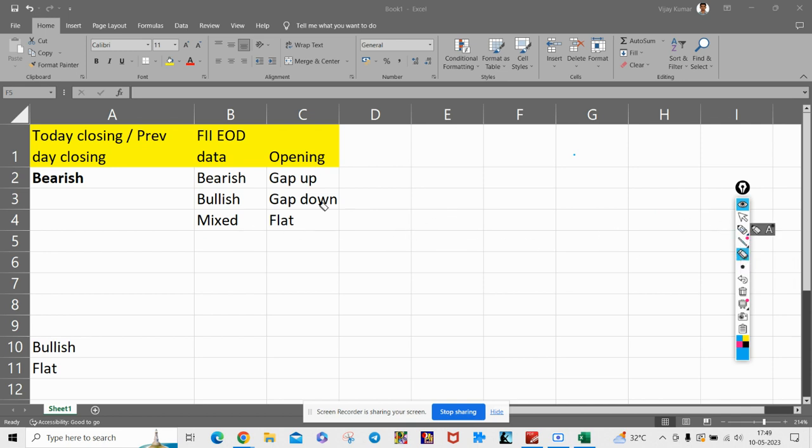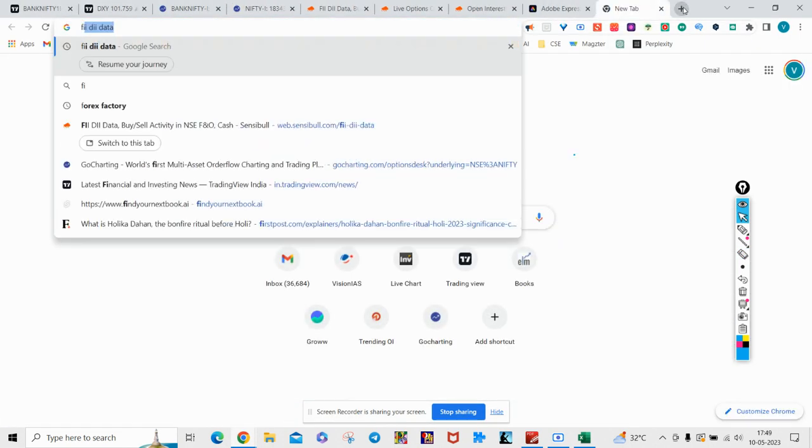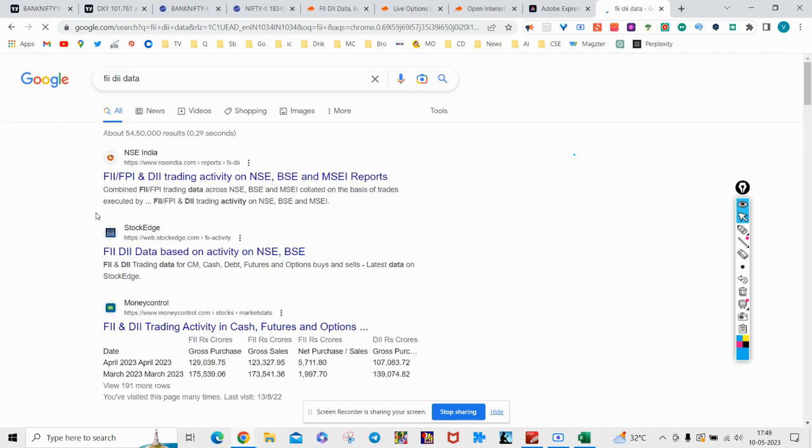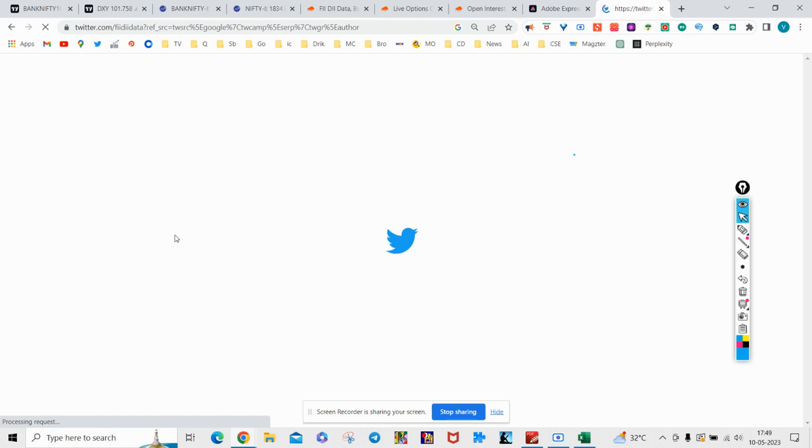This data is freely available anywhere. You can access this data. For example, probably Google FII data, there are many people who post this freely. I'll just show an example of FII data. If you just Google it, you can find many people who are freely doing this exercise.